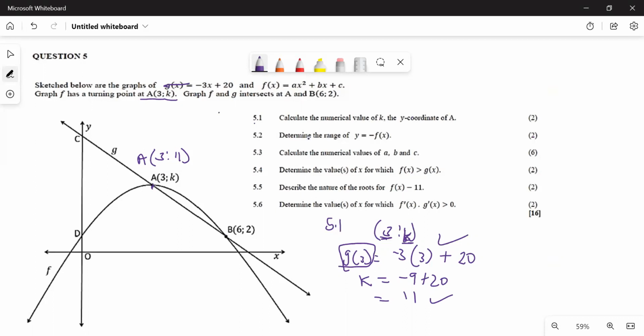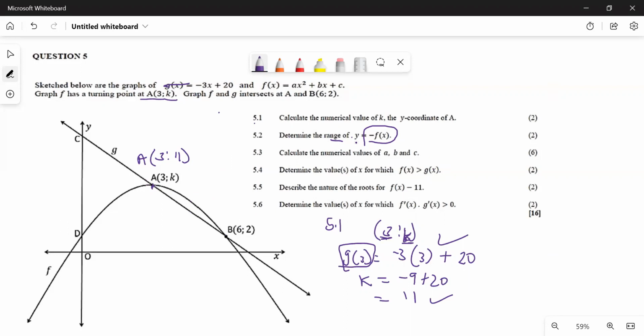And then number 2, they say determine the range of y is equal to minus f of x. So we're not looking for the range of this graph. We're looking for the one that is reflected by the x-axis. So if this is reflected by the x-axis, what's going to happen? If you make y negative, it means you are reflecting it by the x-axis. What changes? What remains the same?